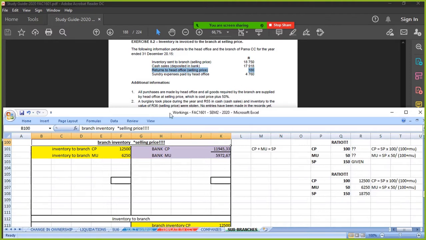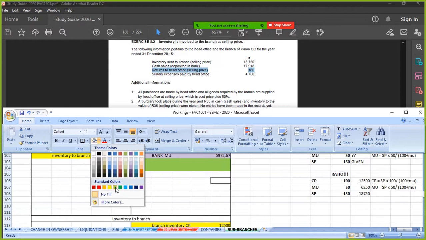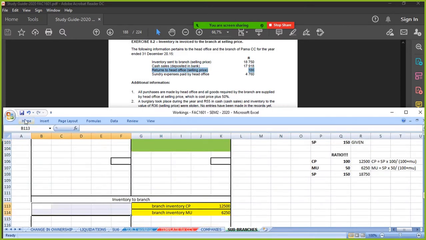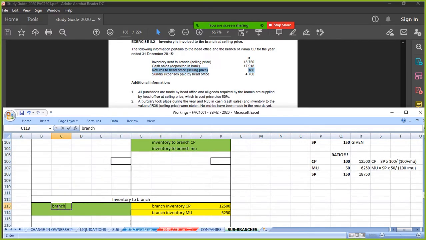Again, selling price returns to head office. They tell us this is the selling price. That's going to reduce your branch inventory, so you have to show that here. Again, because inventory is accounted for at selling price, you need to split it. Because there will be a provision for the return later. So obviously inventory to branch, cost price, inventory to branch, markup. And then here, branch inventory, cost price, and then branch inventory, markup.